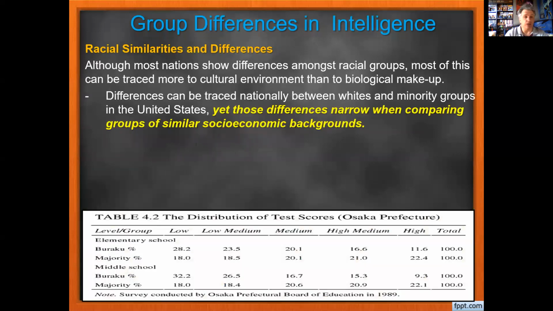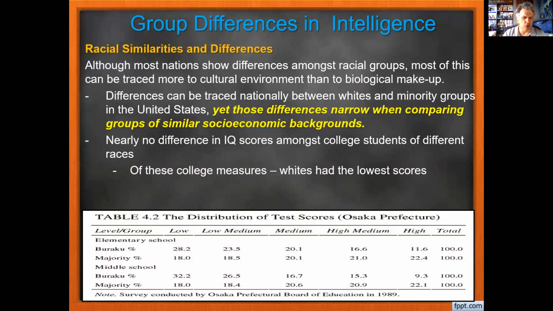What we also have to watch out for is when we're talking about race, because most nations show differences amongst racial groups, but this isn't really about what's in here. It's about what's around you, because most of the differences found in race are socioeconomic more than they are racial, and what's inside of us. So it's much more the nurturing impact than the nature impact. There's nearly no difference in IQ scores amongst college students of different races. If I take whites, blacks, and Hispanics, their IQ scores are going to be primarily the same. If I take high school or junior high, whites are going to tend to be higher because their socioeconomic conditions tend to be better. But when I take all the people who qualified for college, whites, blacks, Hispanics, there's nearly no difference because, again, we're eliminating the socioeconomic factor there.